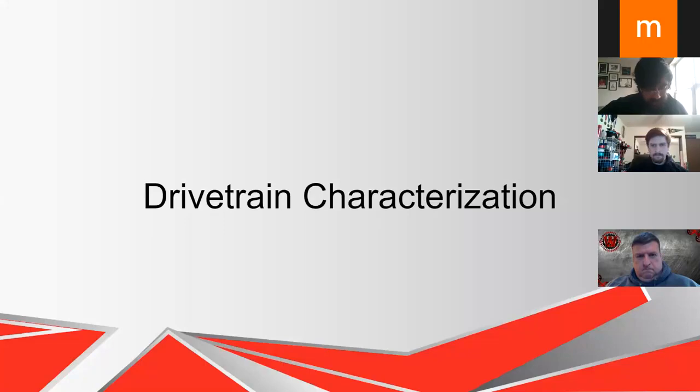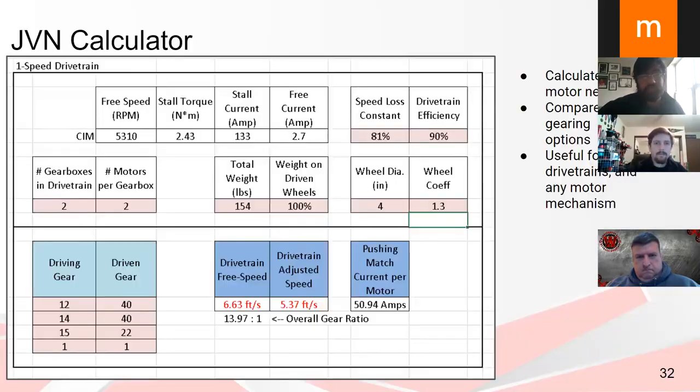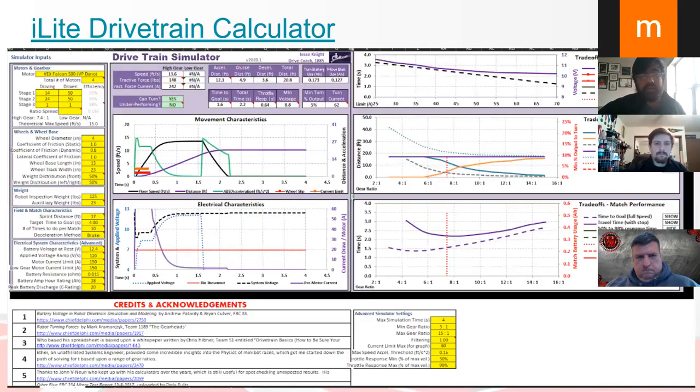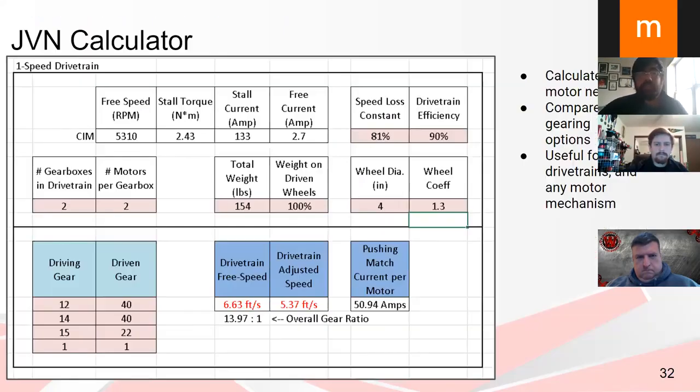All right, and the last big thing we have is drivetrain characterization. So we're going to go over two calculators, JVN and iLight. These are really good sources of sanity checking what your gearboxes and your drivetrain need, and what the effect of different gearing options and types of motors and quantity of motors, wheel diameter. You can see all that on there.